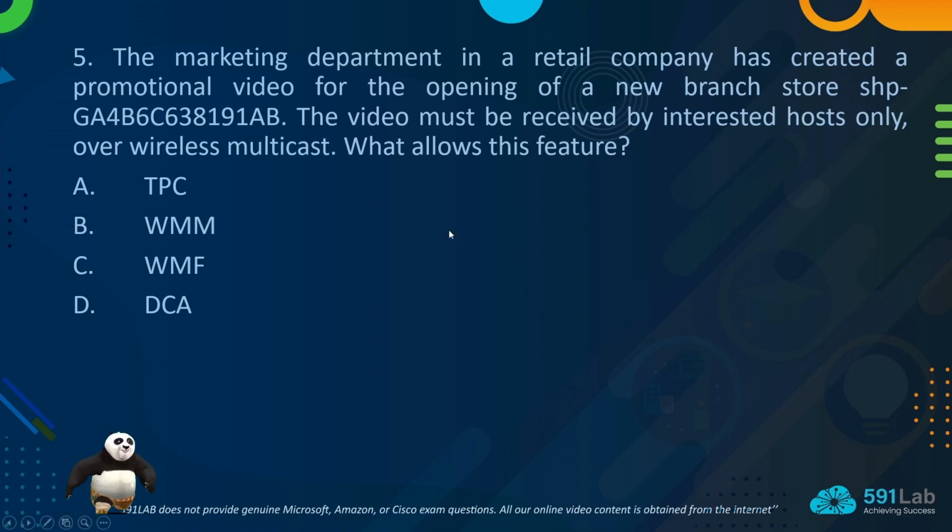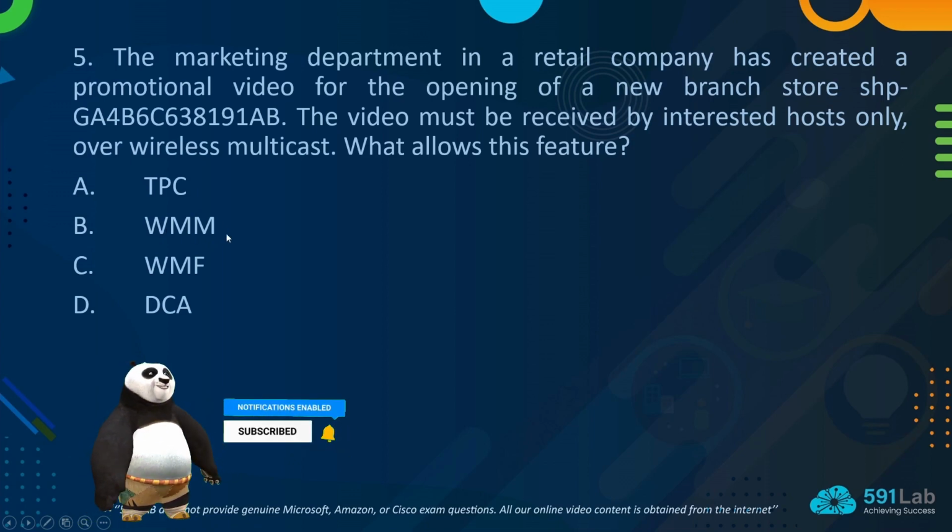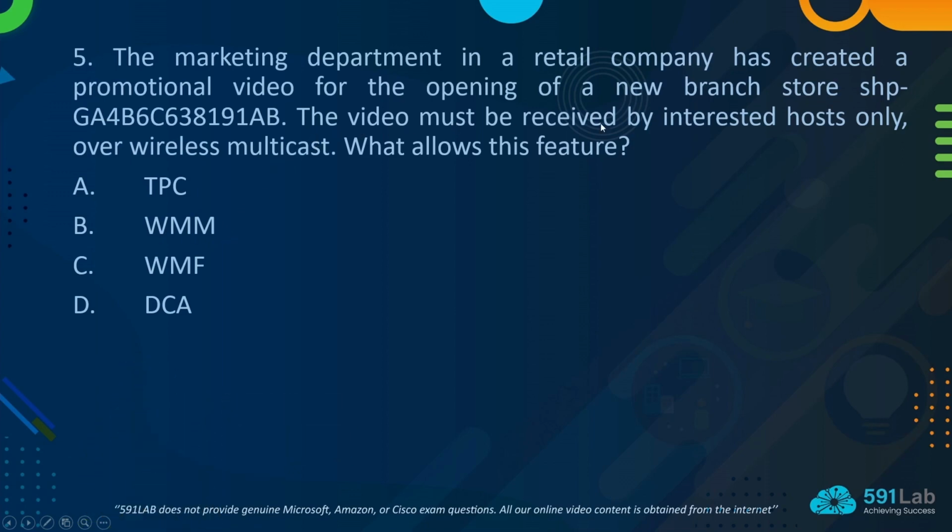But if we talked about Wi-Fi multimedia, okay, this is actually helpful. But if we're going to talk about the video received by interested hosts only, the main option that is going to be helpful for us is WMF, or wireless multicast forwarding. It's basically an efficient way to forward the traffic on the wireless network. It transmits traffic only to the targeted members of the multicast group.